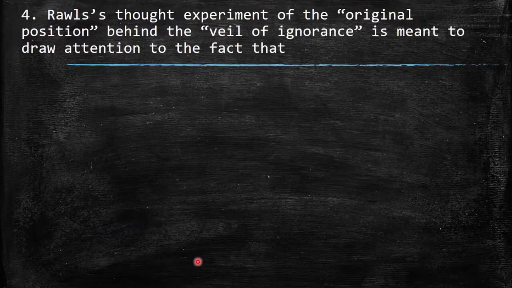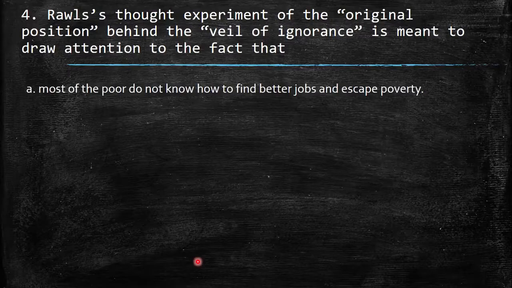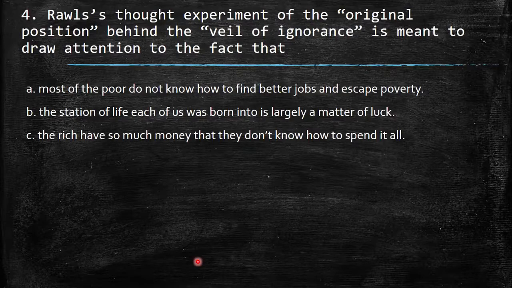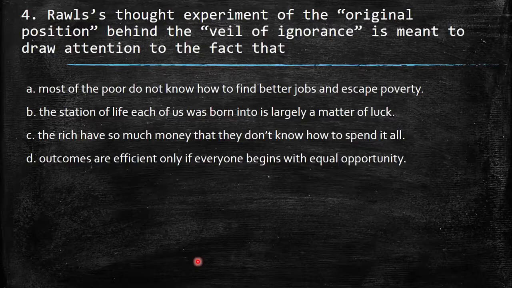So that's the case. Rawls' thought experiment of the original position behind the veil of ignorance is meant to draw attention to the fact that the station of life each of us was born into is largely a matter of luck. Outcomes are different only if everyone begins with equal opportunity.